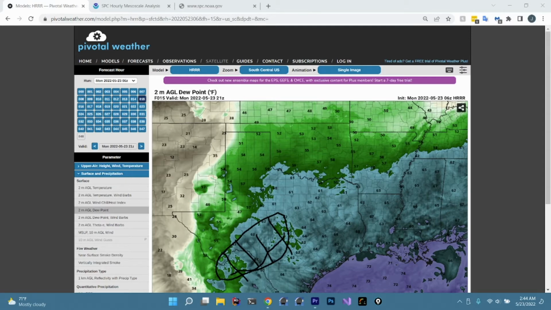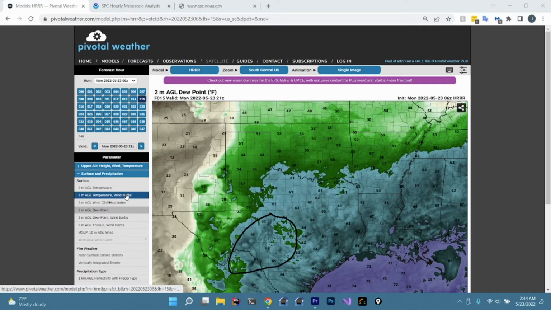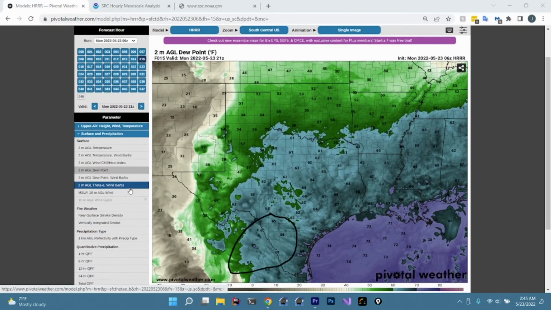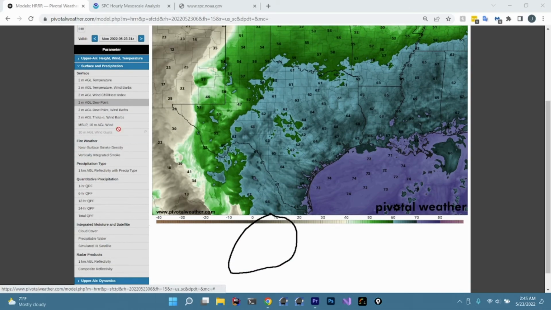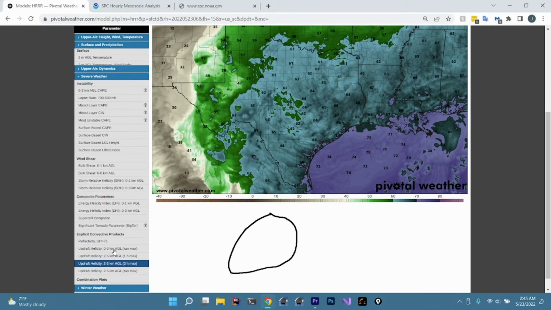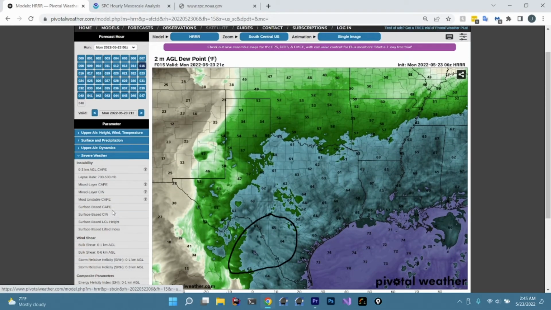So let's erase some of this. Let's redraw our little area. And then let's look at the next thing. We have our moisture, we have our source of lift. What's the next thing that we need? We need instability. Now, you can look at that in several different ways, but I'm going to go with the one most people use, and we're going to go with surface-based CAPE.